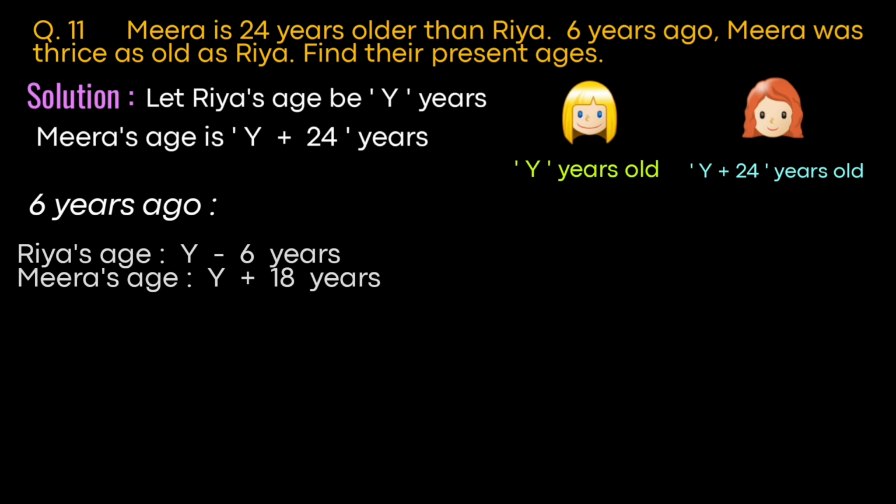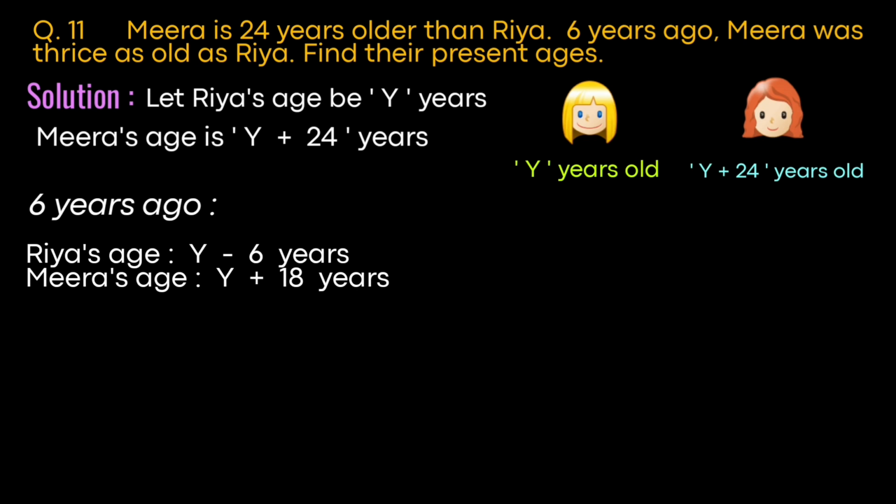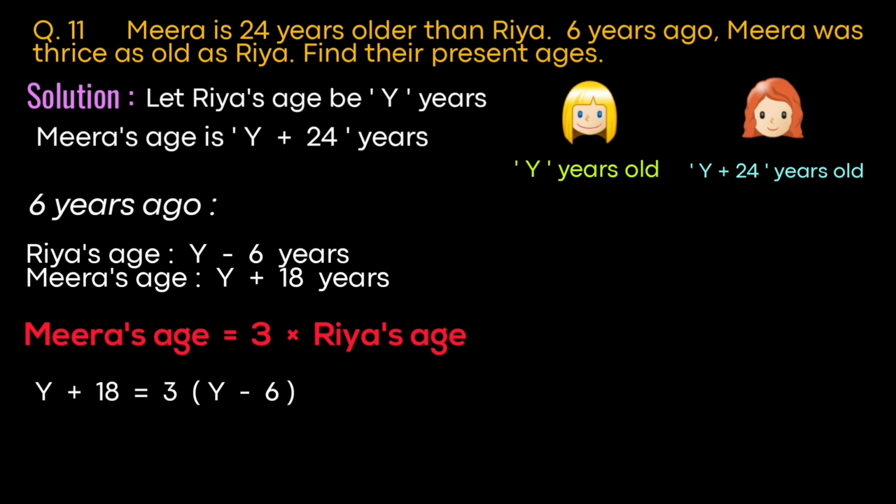6 years ago, Riya's age would be y minus 6 years. And Meera's age would be y plus 24 minus 6 years. The question says, 6 years ago, Meera was thrice as old as Riya. So the equation formed is Meera's age equals 3 times Riya's age. That is, y plus 18 equals 3 into bracket y minus 6.